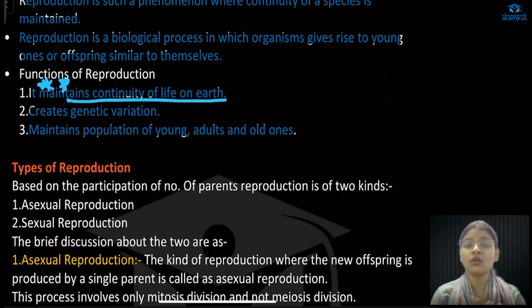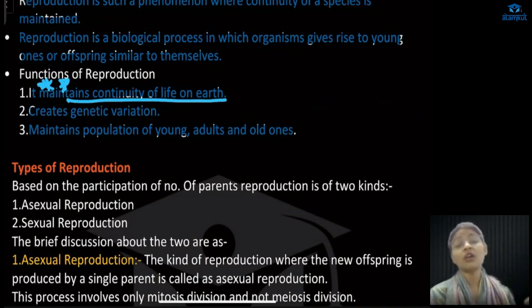Now the third function: maintains the population of young, adult and old ones. It is also done with the help of reproduction. Reproduction ensures that the population of young species, adult species and old ones is maintained. The old ones are dying, and at the same time young ones are born. So it is a continuous cycle which is going on in the life of earth. It is also done with the help of reproduction.